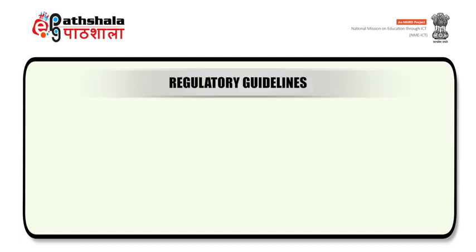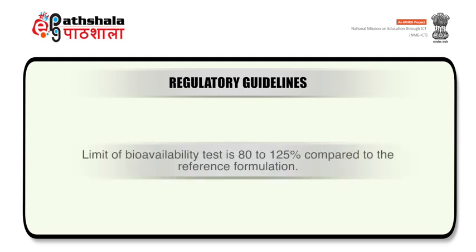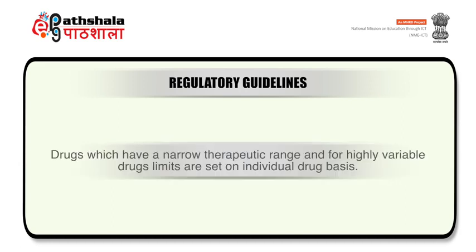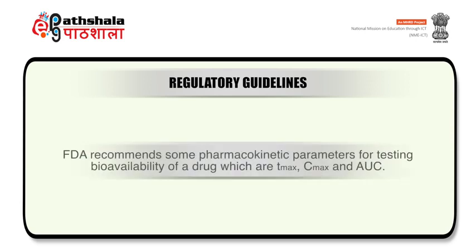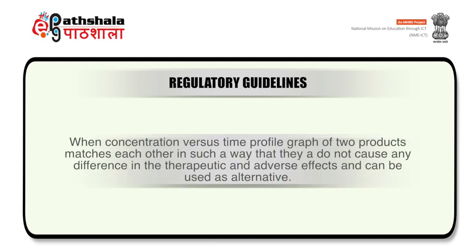The various regulatory guidelines are as follows. The limit of bioavailability test is 80 to 125% compared to the reference formulation. For drugs which have a narrow therapeutic range and for highly variable drugs, limits are set on an individual drug basis. FDA recommends some pharmacokinetic parameters for testing the bioavailability of a drug, which are Cmax, Tmax, AUC and T-half. When concentration versus time profile graphs of two products match each other in such a way that they do not cause any difference in the therapeutic and the adverse effects, then they can be used as alternatives.